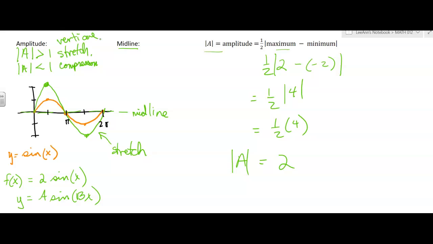Midline's halfway in the middle, like it's between the highest point and the lowest point, okay? And that's going to be a horizontal line, like y equals, in this case I have y equals 0. That's my midline, okay? You can find the amplitude. If you know the maximum and minimum, then you can find the amplitude with that formula. Okay, that's it for that one.